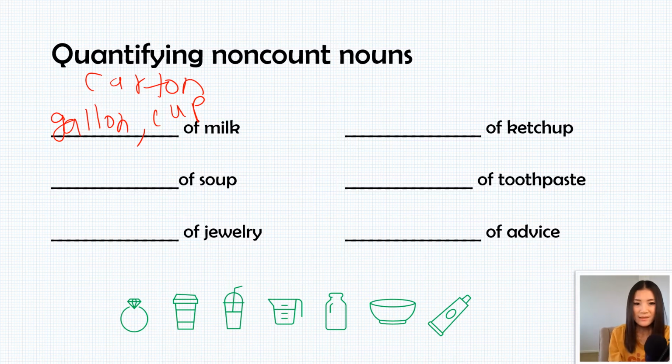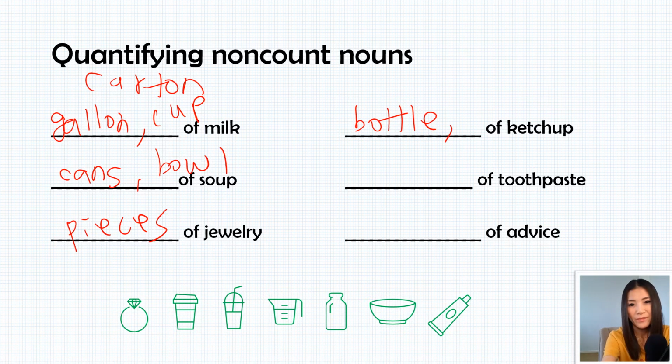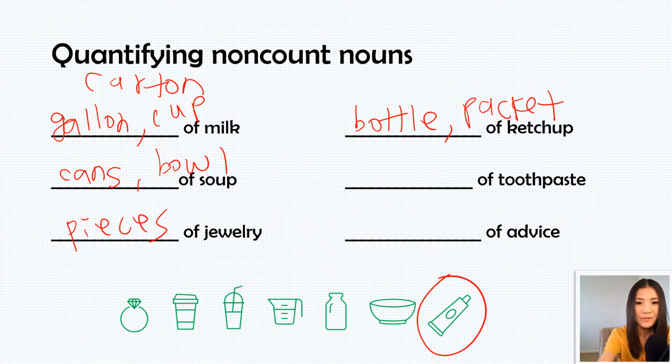For soup, we can say, I got 5 cans of soup. We had a bowl of soup. For jewelry, we can say, I bought many pieces of jewelry. For ketchup, probably a bottle of ketchup, maybe a packet of ketchup, the little ones you get from McDonald's or something. For toothpaste, we will say right here, a tube of toothpaste.